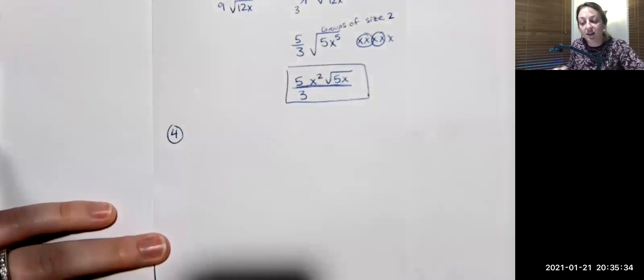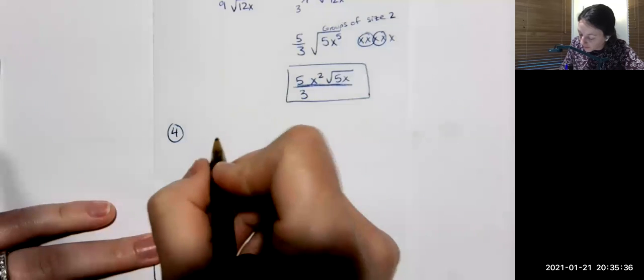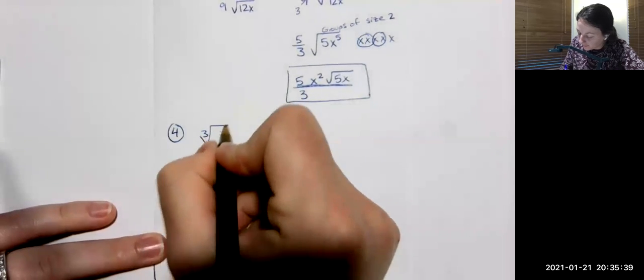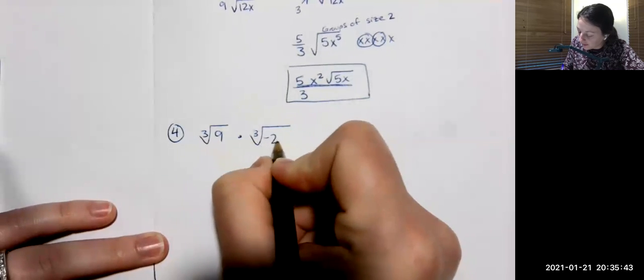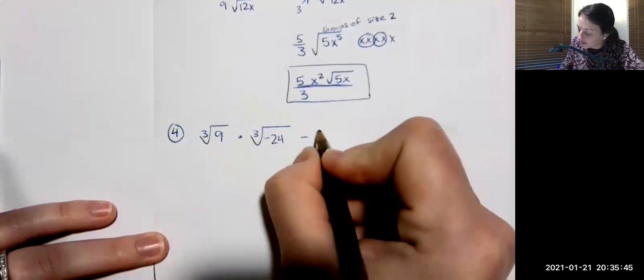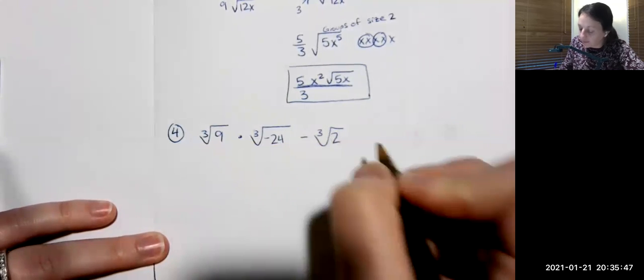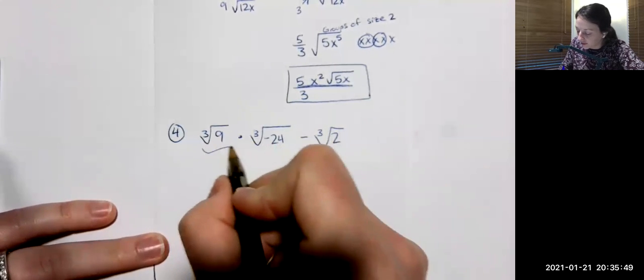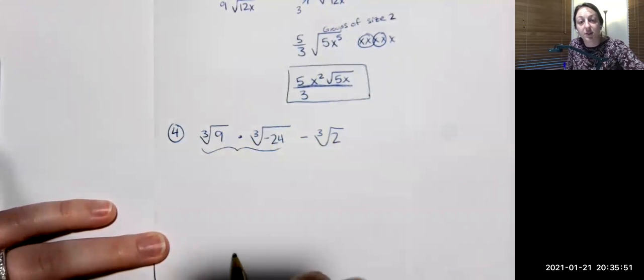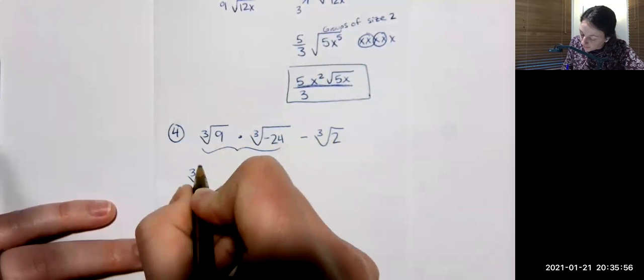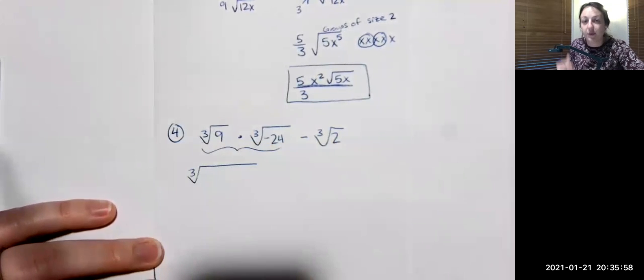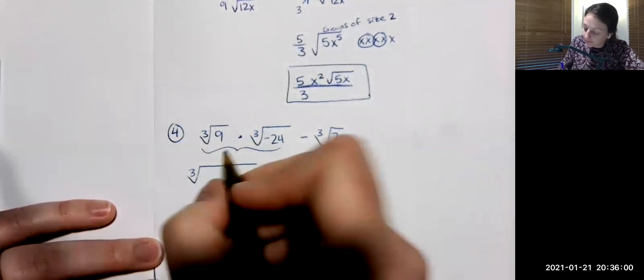Number 4 is another simplification, this time with multiplication. Cube root of 9 times cube root negative 24 minus cube root of 2. Now, here's the catch. You guys follow PEMDAS here, which means you got to do your multiplication first. So cube root, they're both the same cube root, so you can multiply their insides.